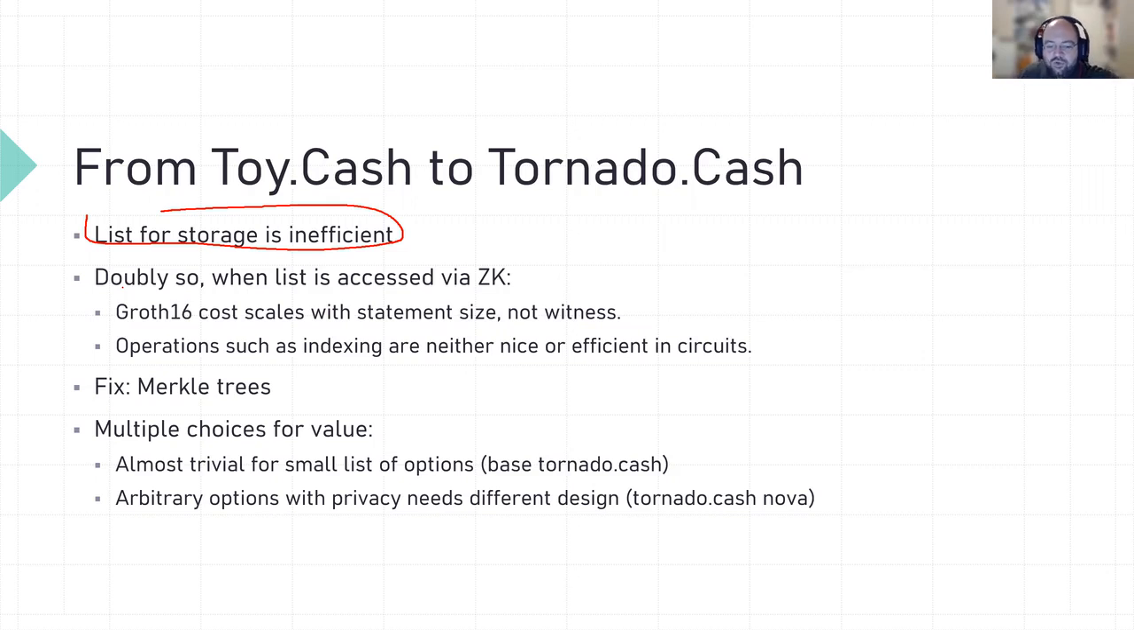The only thing we need to add to that is multiple choices for value. And if we only have a small list of choices, and I think the initial choices were something in the area of 1, 10, 100, a tenth, then we can just essentially run this protocol 4 times independently, and we arrive at the same thing. If we want arbitrary options with different privacy needs, then we need a much different design, which is essentially Tornado Cash Nova.